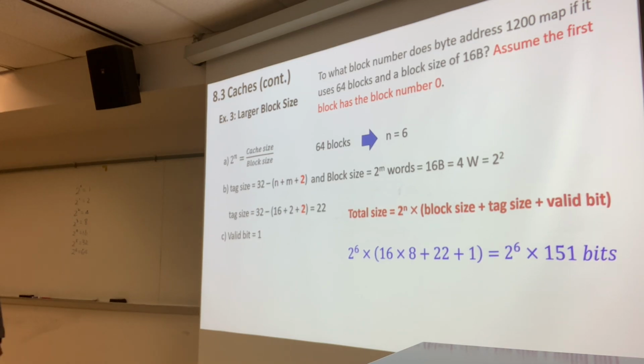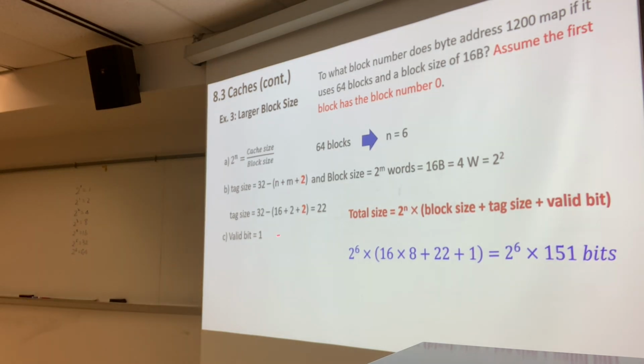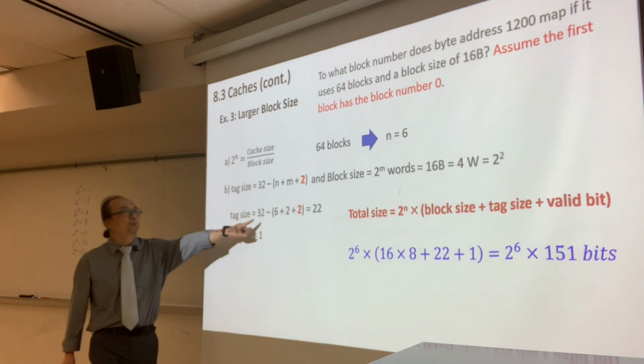Now we need to figure out where byte address 1200 is. That's what we need to do. Oh, this should be 6, 8, 10, 22. You're right. It's a typo. This should be 6.